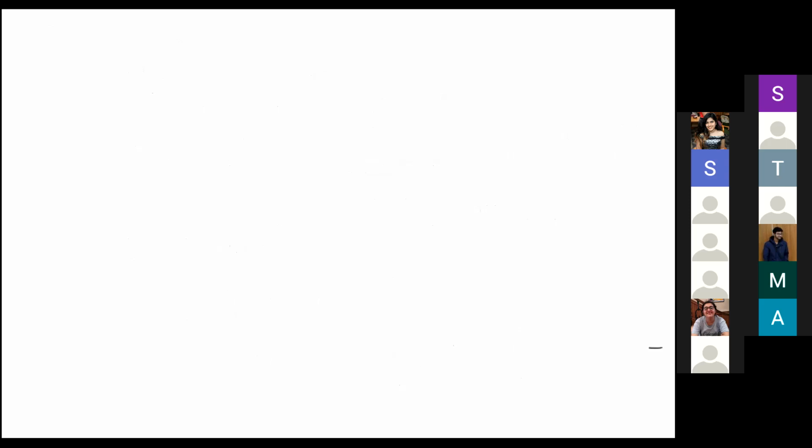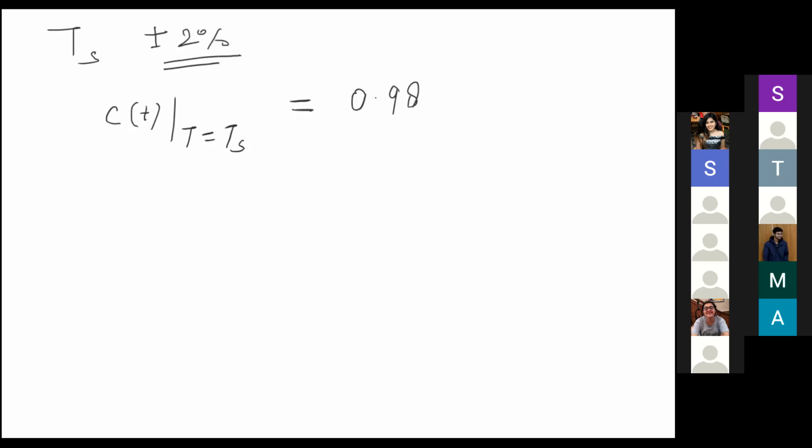Now the next one is, what is settling time? As I said, it is the user who is going to decide whether to go for plus minus 2% or plus minus 5%. So you can say that C(t) at t equal to Ts is nothing but 0.98, that is 98%, if I am going to consider plus minus 2%. So if we consider minus 2%, then in place of 100% it is 0.98.